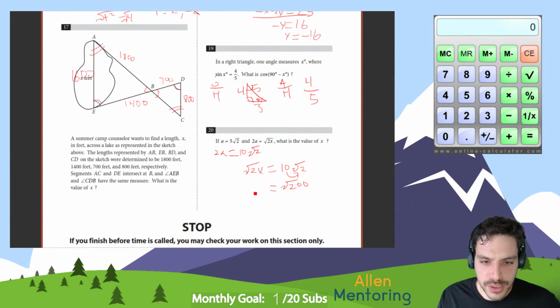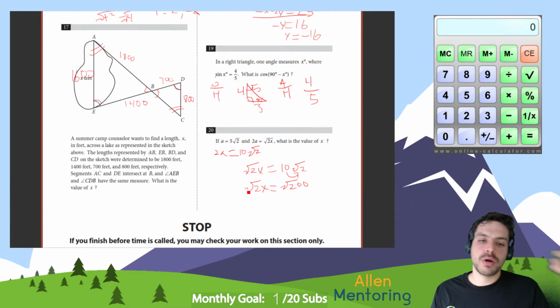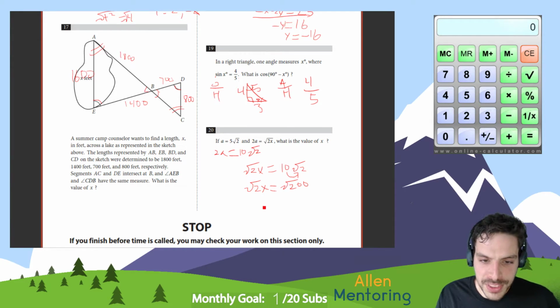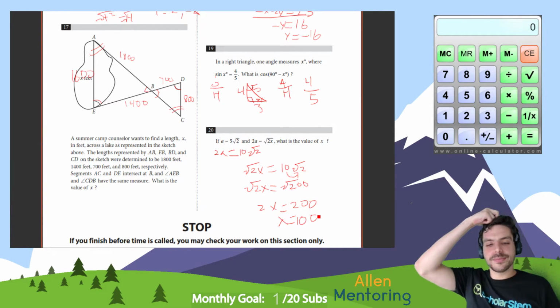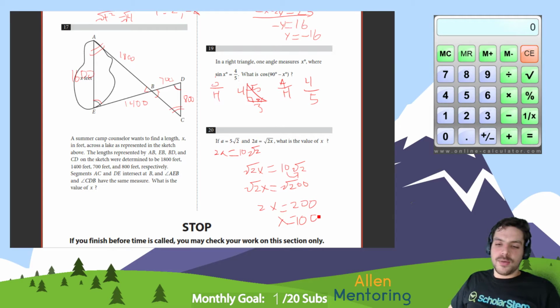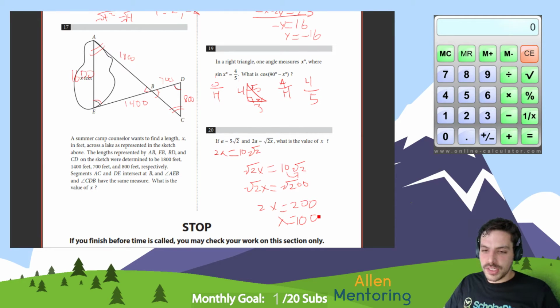And root 200 is equal to root 2x. Okay, and remember, we could always square both sides. So if we square both of these, we just get 2x is equal to 200. X is equal to 100. Bam. Very nice.